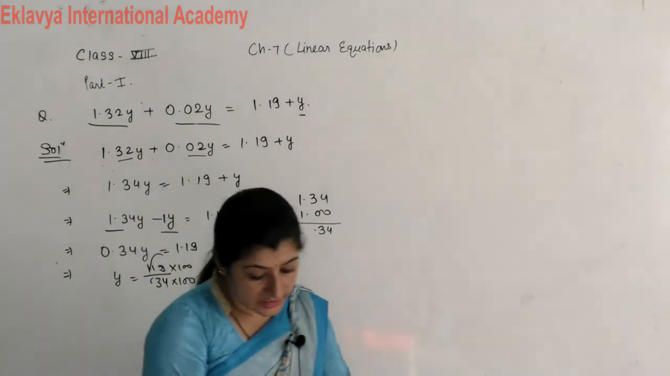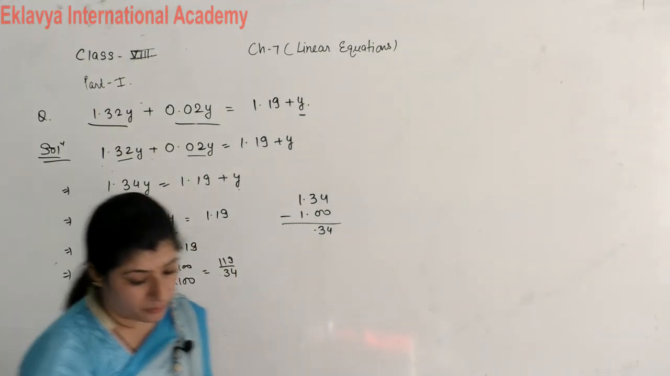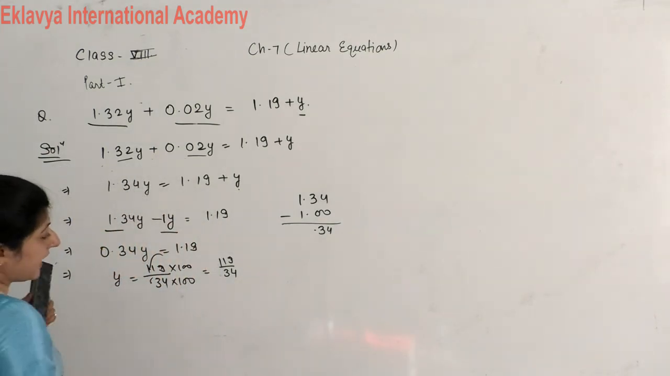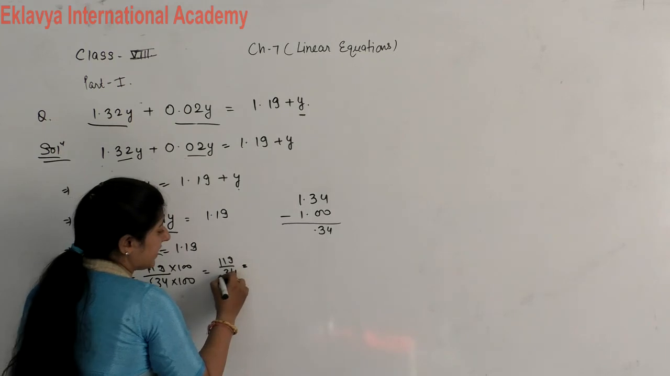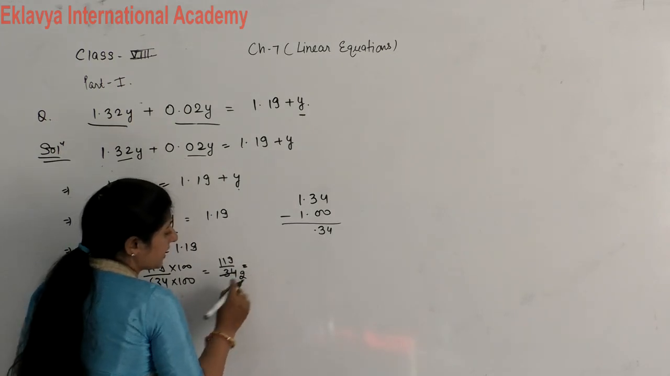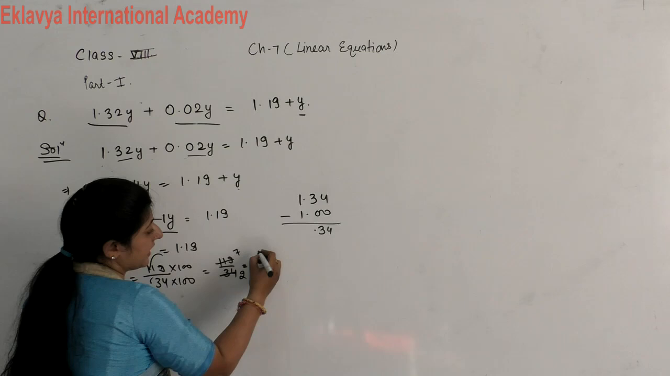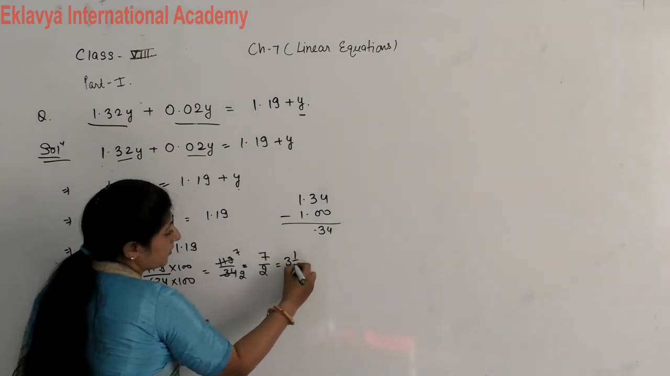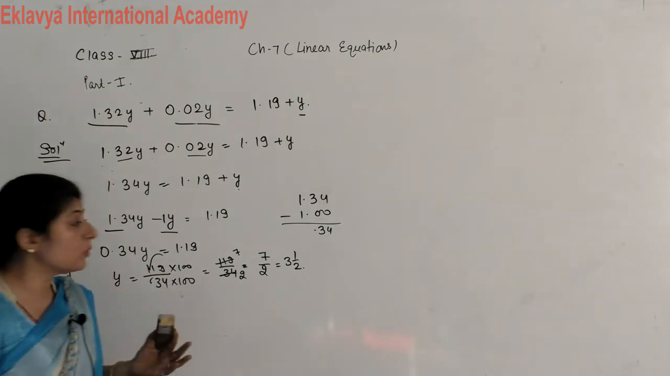You can cut it by anything. In the 17 table, 17 2s are 34, 17 7s are 119, then your answer is 7 by 2, that is equal to 3 1 by 2, or you can write down 7 by 2 also.